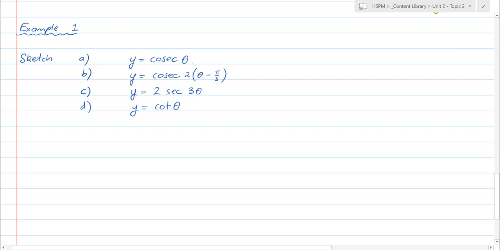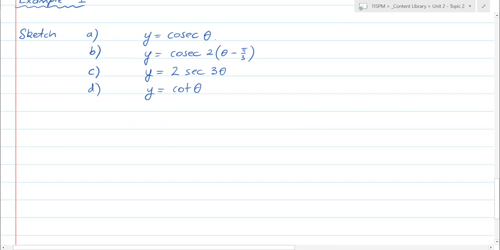Okay, let's do some sketching. Cosec theta, cosec of 2 theta minus pi on 3, 2 sec 3 theta, and cot theta.